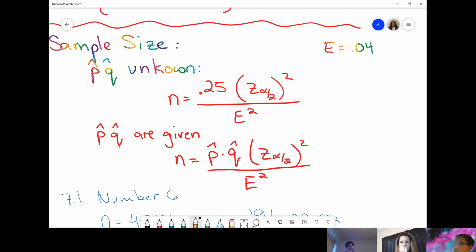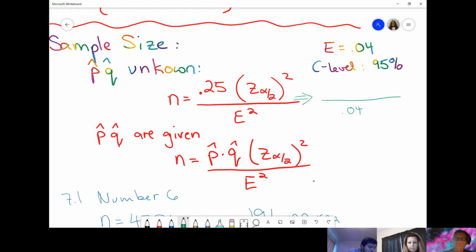And use a confidence level of 95%. So for A, it says assume nothing is known. So when nothing is known, we have to use the first formula right here. First one in red. Nothing is known. We have E is given. E is 0.04, and that needs to be squared. The 0.25 is in my formula.